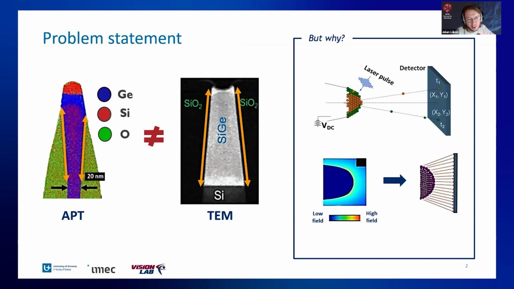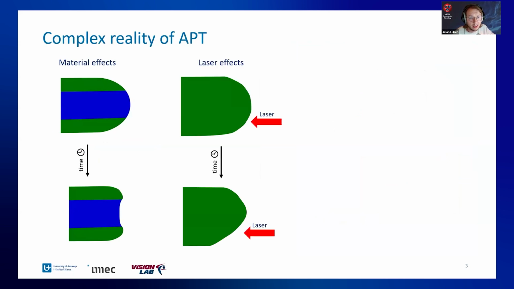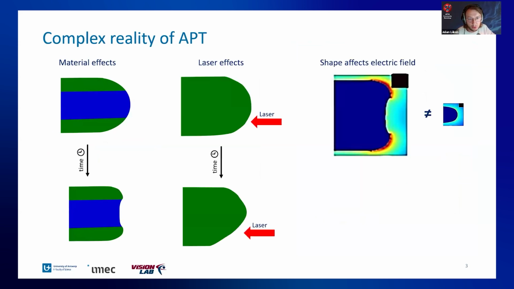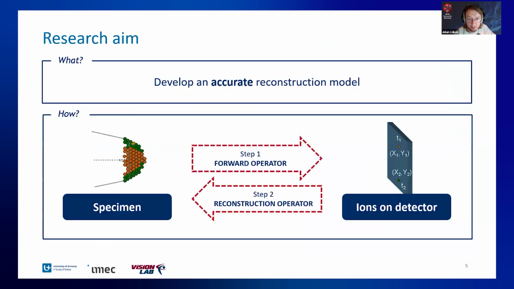This results in a relatively simple model of the ion trajectories, but in reality, the shape is affected by different material species having different evaporation probabilities, and the laser effect is not necessarily uniform, thus resulting in all kinds of tip shapes, which has a significant effect on the electric field, resulting in the ion trajectories being different than initially assumed. This explains why the shape assumption fails and produces error.